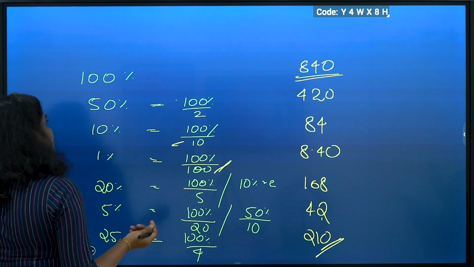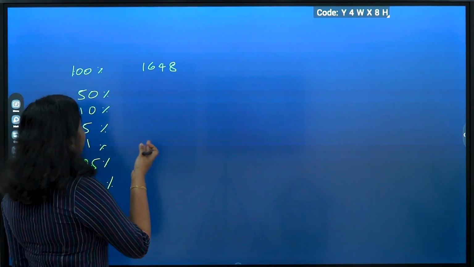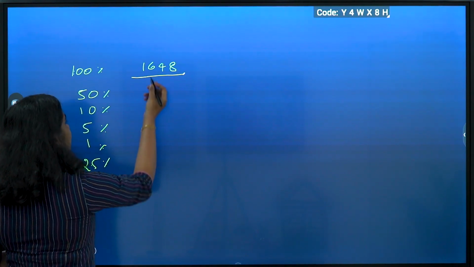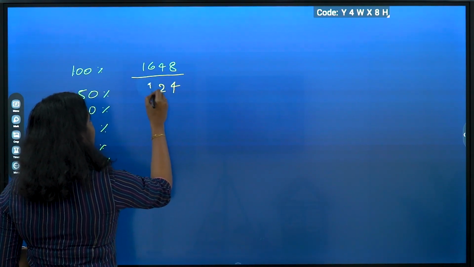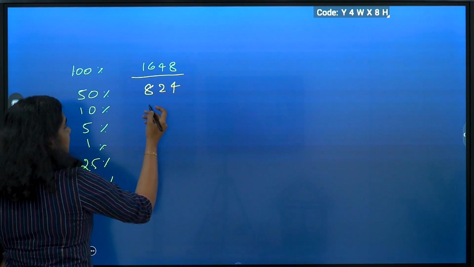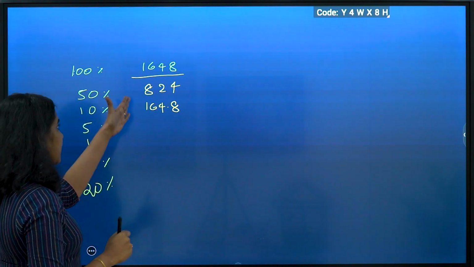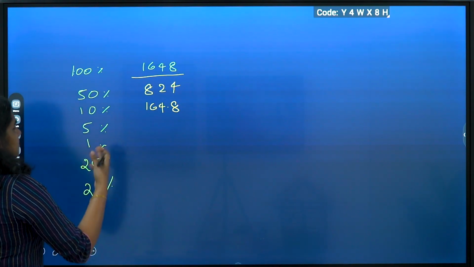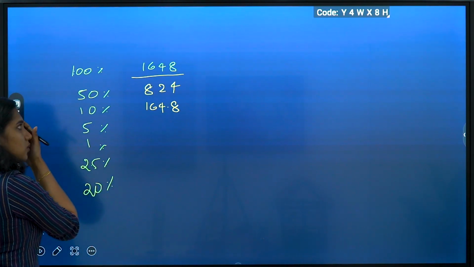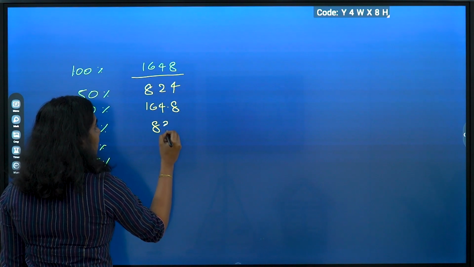Now let's do some other number. Let's try another number, 1648, right? So 50% of 1648 will be 824, and 10% will be from the right hand side, move a place and put a decimal point. So 164.8. Now 5% means 50% by 10, or if you want 10% by 2, or 100% by 20, you can do whatever you want. Okay, so I am doing 50% by 10. So here it will be 82.4.